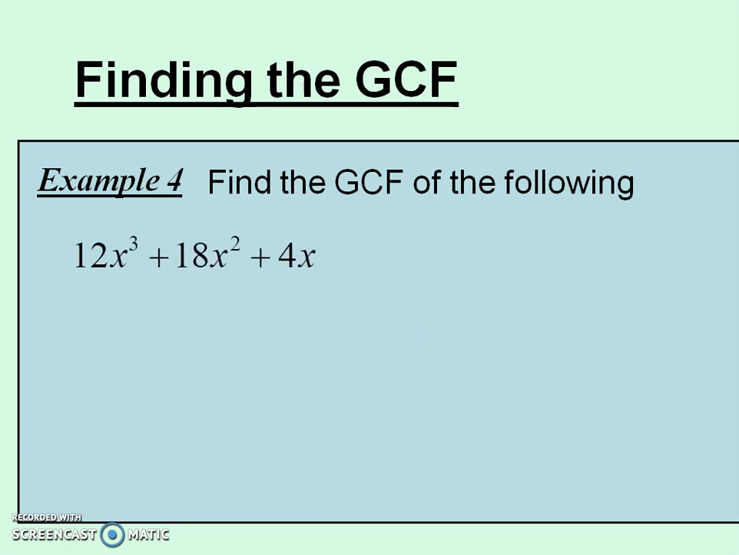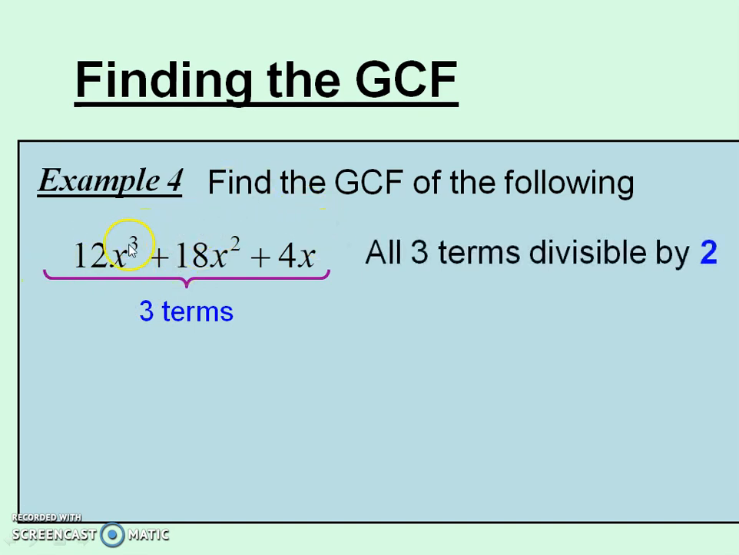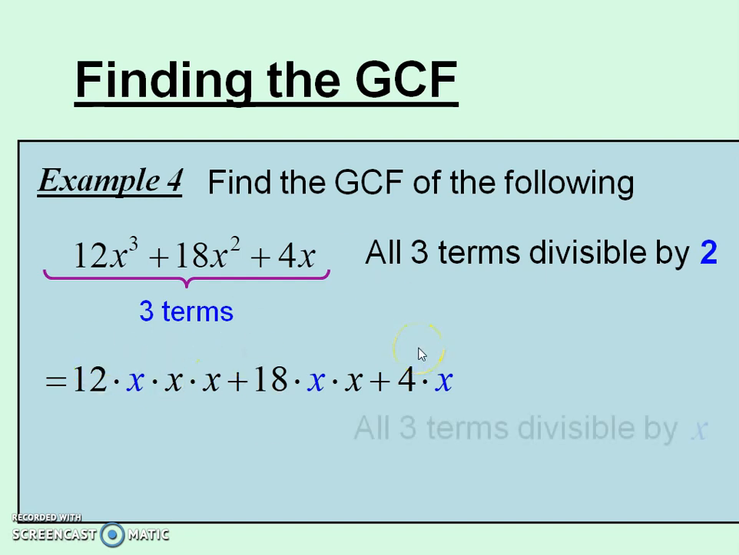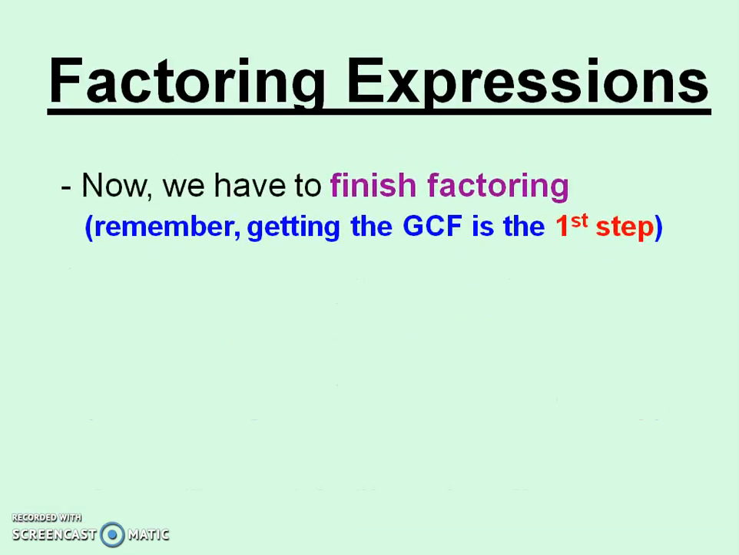Here, if I were to look at this as a repeated multiplication, first of all, sorry, all 3 of these terms are divisible by 2, not 4, because 18 isn't divisible by 4. But if I look at this as a repeated multiplication, all terms are divisible by x. The fact that this one only has one x limits the fact that all the other ones can only be divisible by a maximum of 1x. So the GCF here is 2x.